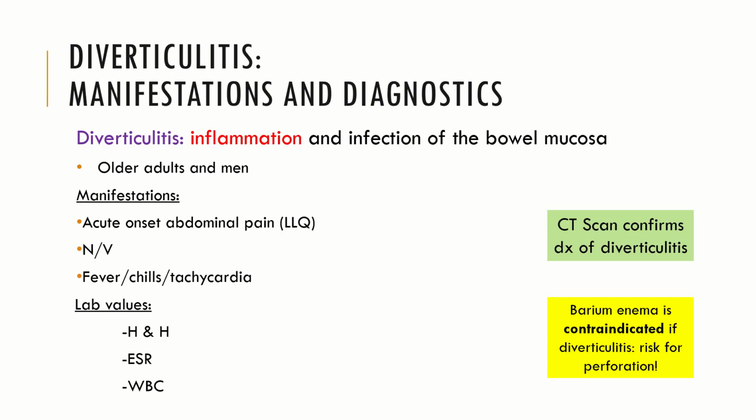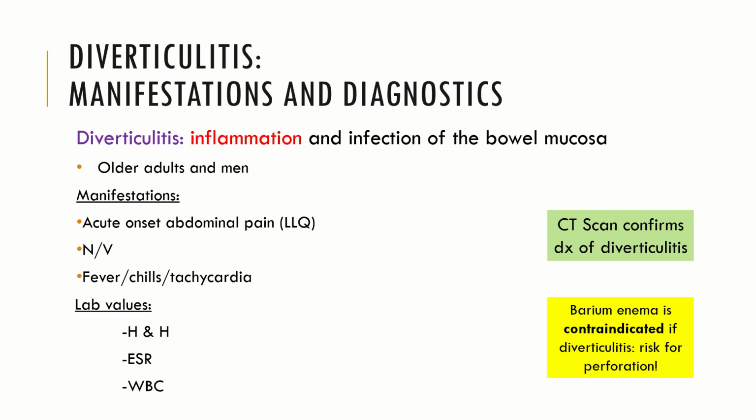With inflammation and infection, you can probably guess that these manifestations are going to resemble those inflammatory and infection markers. So we can diagnose this through lab values. We're going to look at their history. We can do the ESR, which is one of those inflammatory markers, and also a white blood cell count, which will be elevated if we are looking for infection. We will do a CT scan to confirm. That's kind of our gold standard for diagnosing diverticulitis.